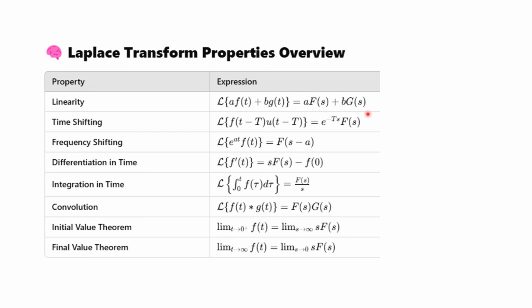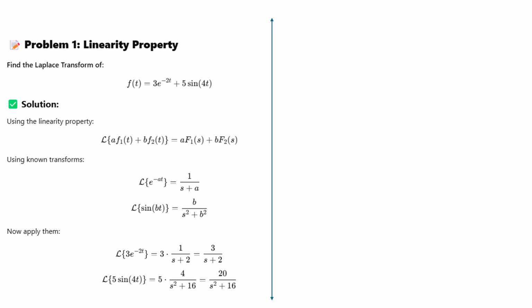So here are the properties. Linearity property is there, so the superposition principle will follow. Time shifting: if you shift in the time domain, in the frequency domain it will be multiplied by e to the power minus Ts. Frequency shifting: if you shift in the frequency domain, that is s minus a, it will multiply in the time domain. Then differentiation, as we already saw: first derivative is sF(s), second derivative s squared F(s), third derivative s cubed, like that. Integration is F(s)/s. Convolution in the time domain will be multiplication in the frequency domain, right?